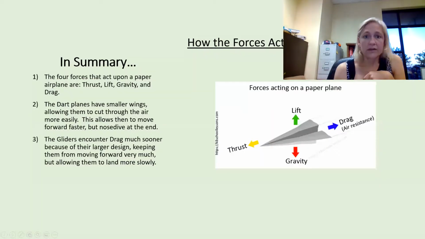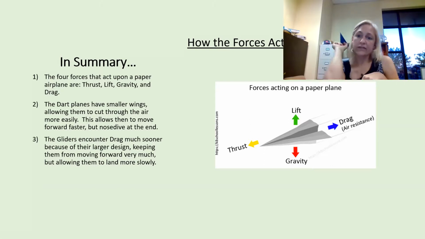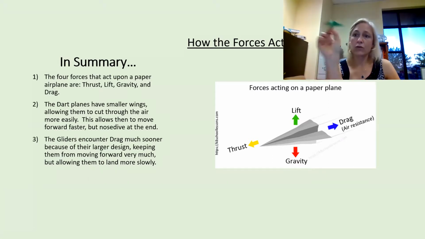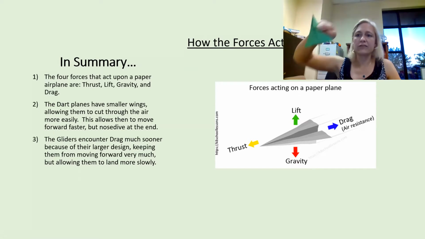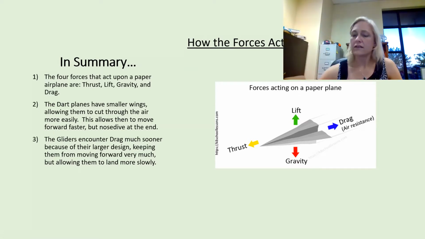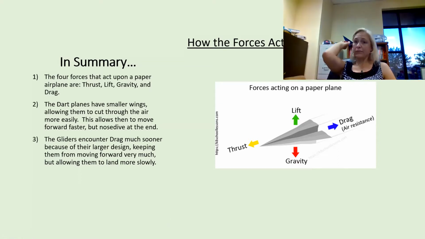So, in summary, we have 4 forces that act upon the paper airplane. We have lift, thrust, gravity, and drag. The dart planes have the smaller wings, so they can cut through the air more easily and move faster and further, but they do a nosedive towards the end. The gliders encounter drag much sooner because of their larger, wider design, keeping them from moving forward very much, but it does give them a nice, tumbly, easy, floaty landing. And that is how paper airplanes fly.